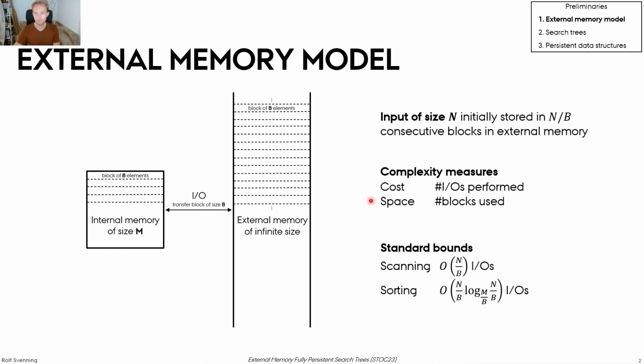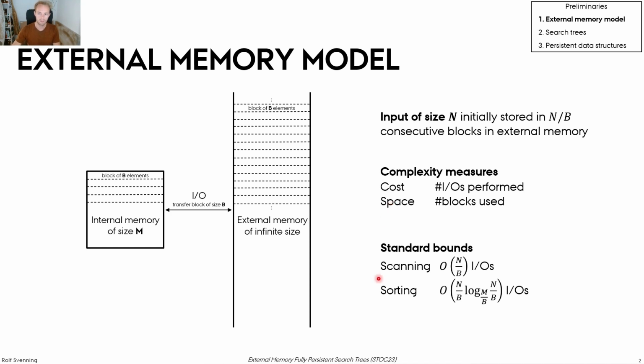The standard setup is that, for example, an input of size N is initially stored in N over B consecutive blocks in external memory, and then as the algorithm tries to compute something, it will move parts of the input into internal memory, do some computation, write something back, and so forth. And the complexity measure in the model is then the number of IOs that are performed, and the space usage is how many blocks of external memory you use.